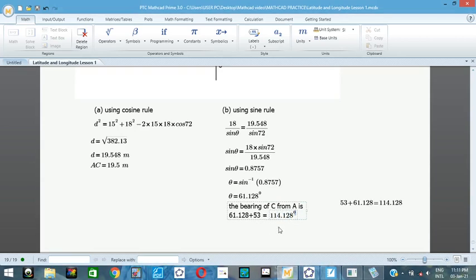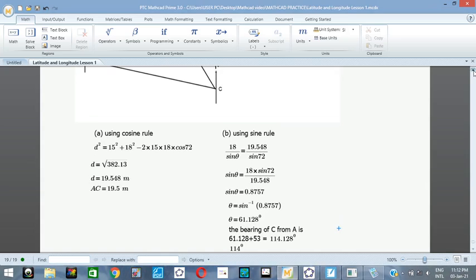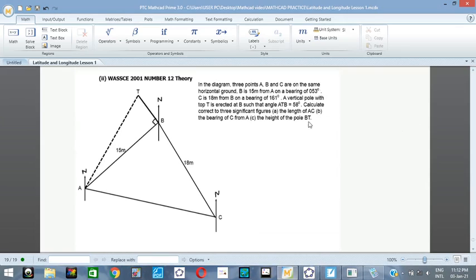Since the question says we should take it to 3 significant figures, the answer is 114 degrees. So that is it. It's not really a difficult question. Just follow the question, follow the sketch, and follow the sine rule and the cosine rule. In bearing, just try to learn the sine rule and cosine rule. If you know how to apply them, bearing is very simple.